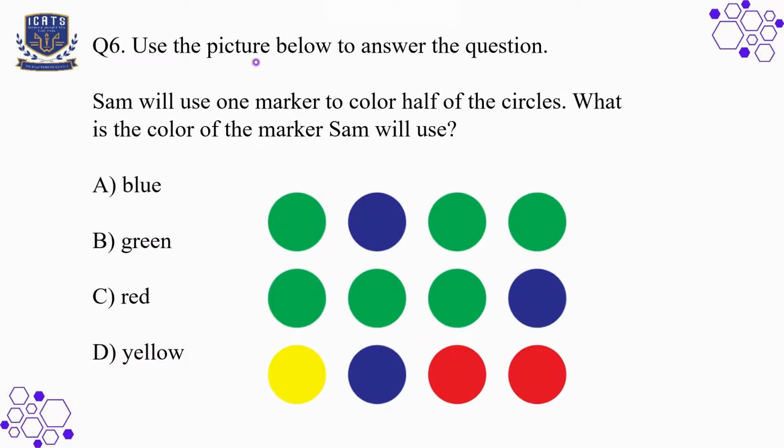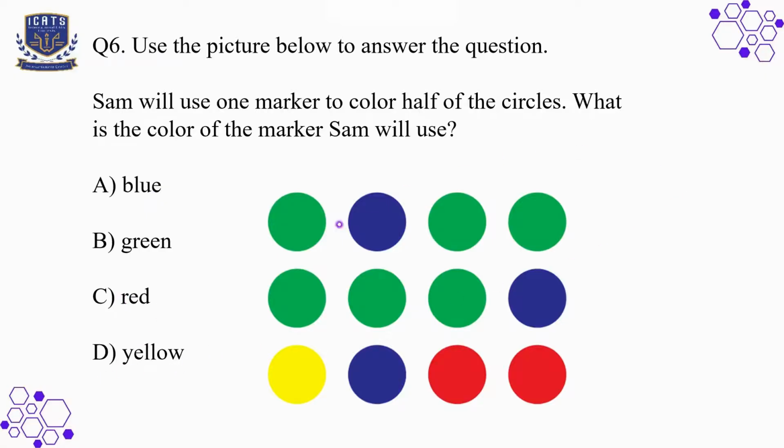Question number 6. Use the picture below to answer the question. Sam will use one marker to color half of the circles. What is the color of marker Sam will use? Option A is blue, option B is green, option C is red, and option D is yellow.